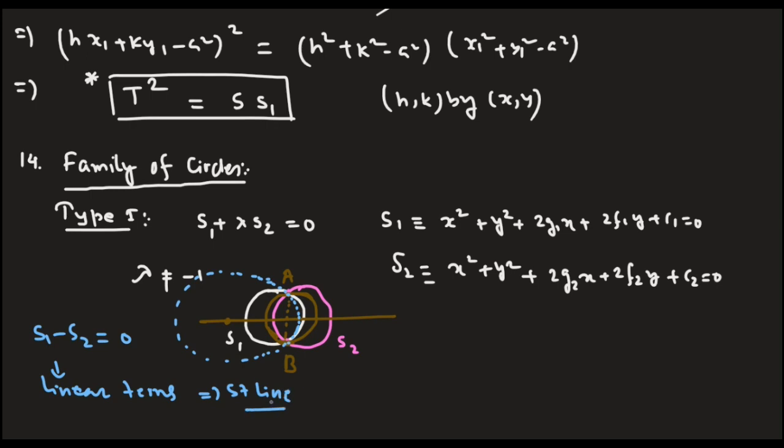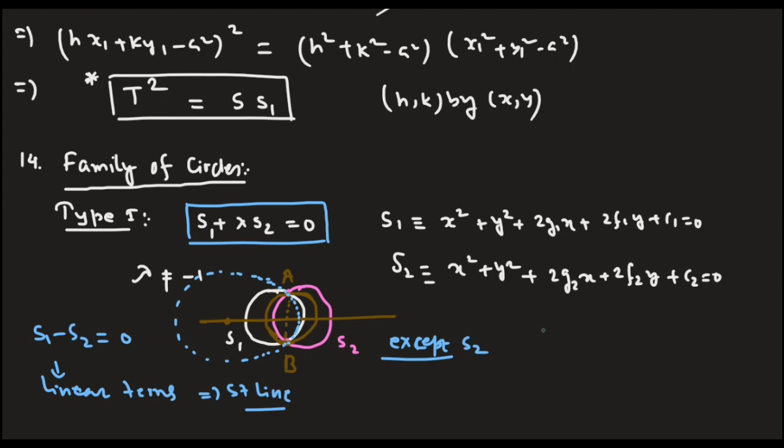One more thing is here. This expression represents all the family of circles passing through the points of intersection of S1 and S2, except the S2 circle, because we cannot find S2 from here. From this relation, whatever value of lambda you are assigning, you never get S2 equal to 0 from here. But we are still using this formula. Now all the members you are getting pass through A and B except S2.